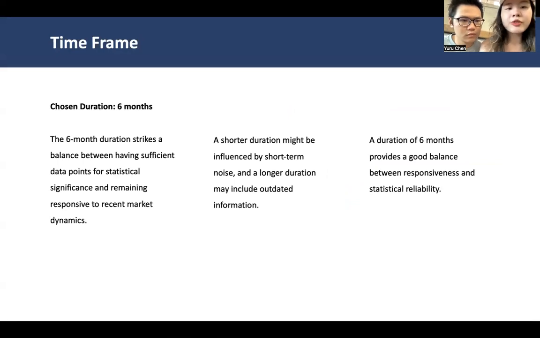We chose the time frame to be 6 months because we believe that a 6 month duration has sufficient data points for statistical significance while remaining responsive to recent market dynamics. For a longer or shorter duration, there might be outdated information or insufficient data points. So we believe a duration of 6 months is a good balance between responsiveness and statistical significance.